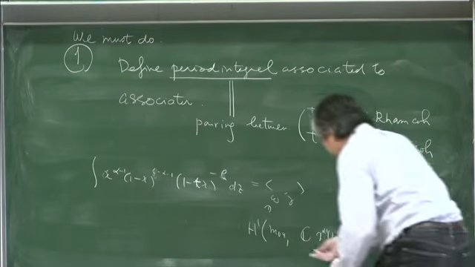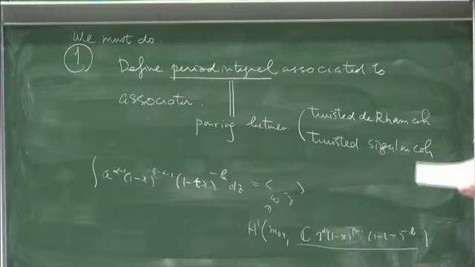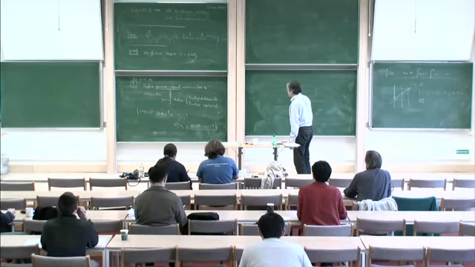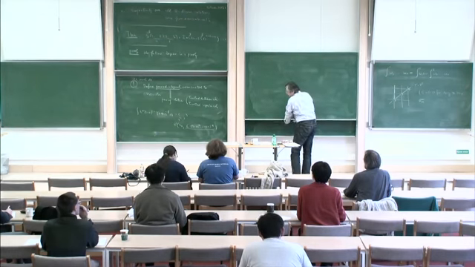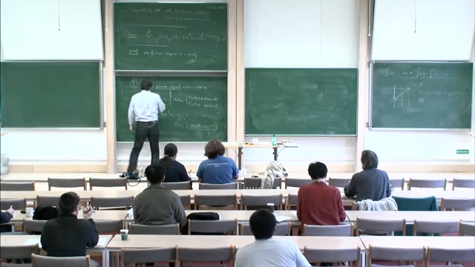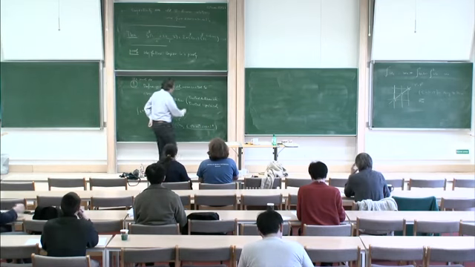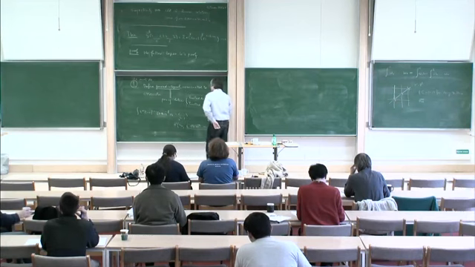And therefore the quotient is already a local system. We must say twisted de Rham homology means cohomology with coefficients in a local system. So we must define these things associated to associator. This is the first thing.